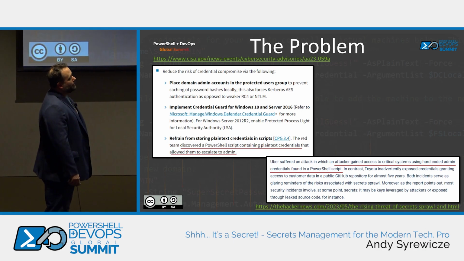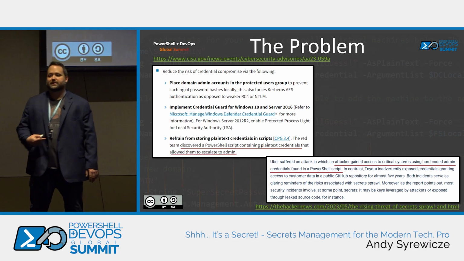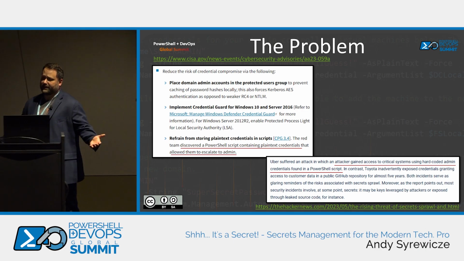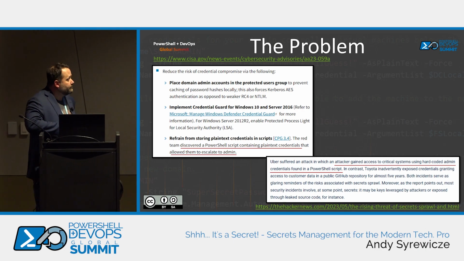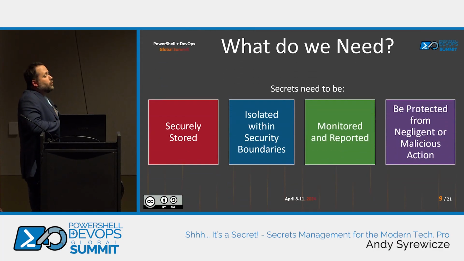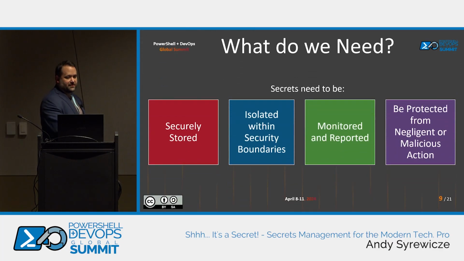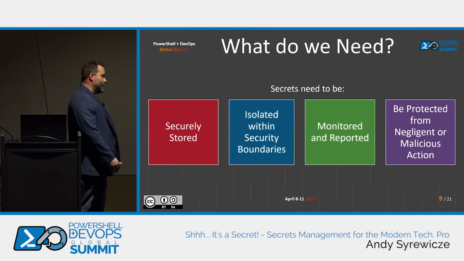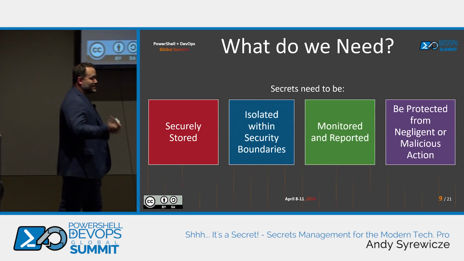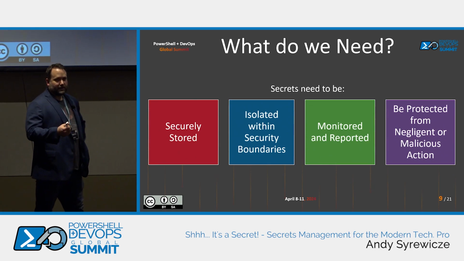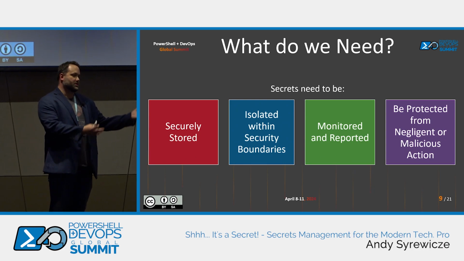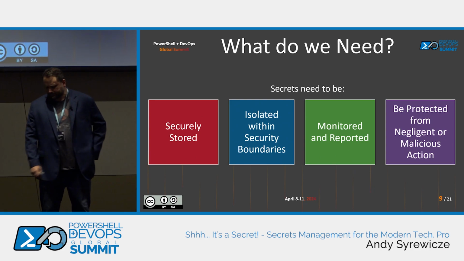So it's a problem. There's real-world examples out there of it happening in the wild, right? So we know it's a problem. So what do we need in terms of secrets management for PowerShell and automated processes, right? It needs to be stored securely. We need to be able to trust wherever we're storing these passwords is secure.